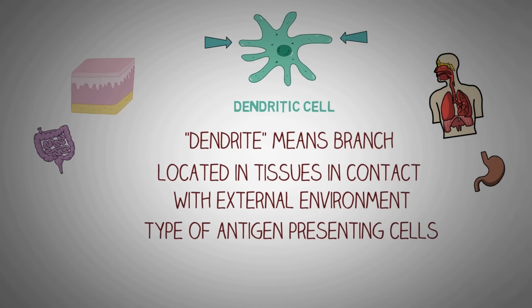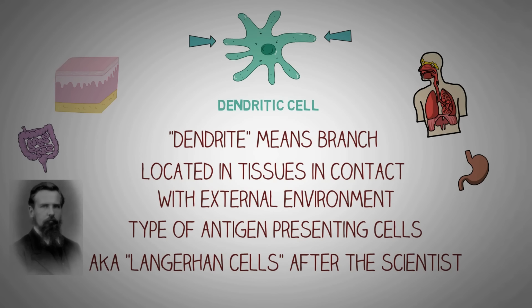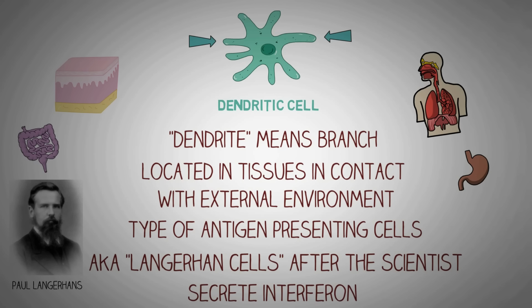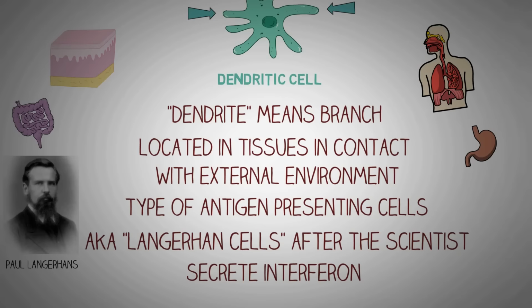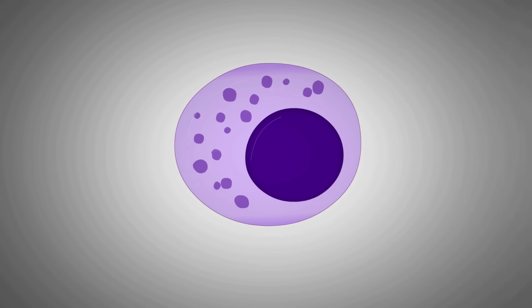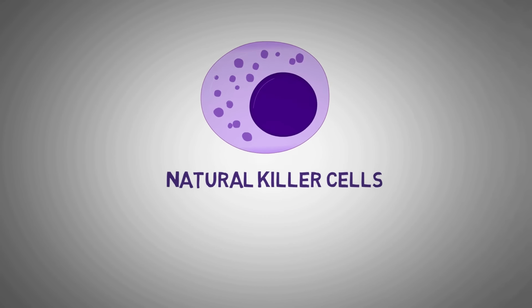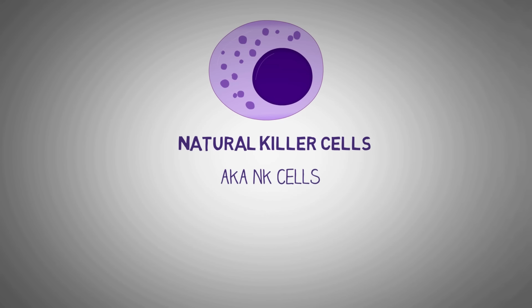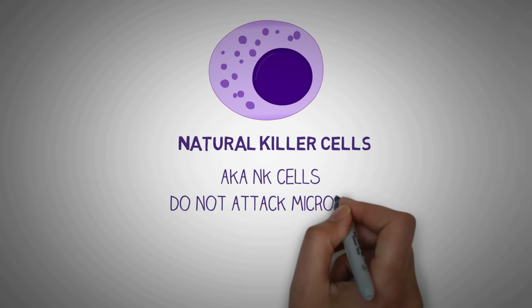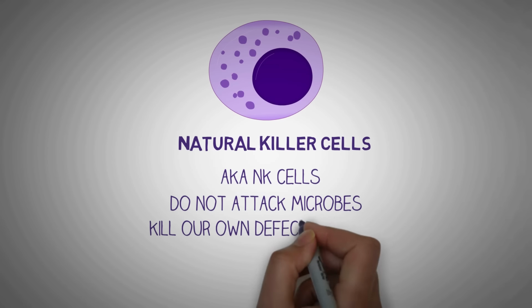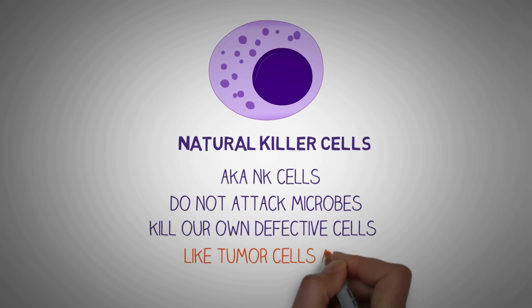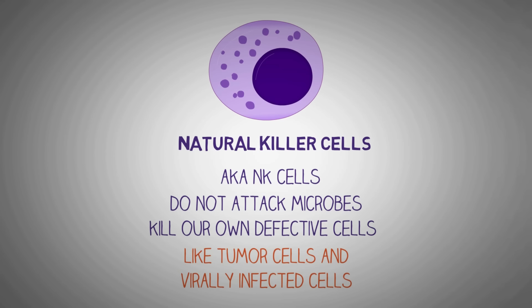Dendritic cells are also known as the Langerhans cells after the scientist who discovered them. Type 1 interferons, secreted mainly by dendritic cells, play a central role in the body's defense against viruses. The last cell type that we will discuss in the cells of the innate immunity are the natural killer cells or the NK cells. NK cells are the component of the innate immune system that does not directly attack the invading microbes. Rather, NK cells destroy our own cells that have become defective, such as tumor cells or virus-infected cells.